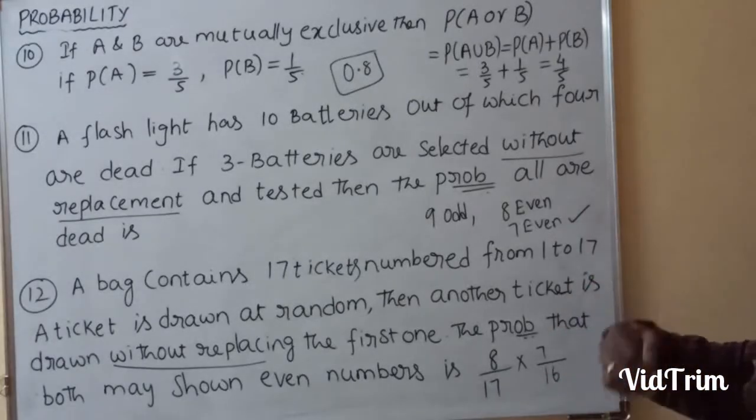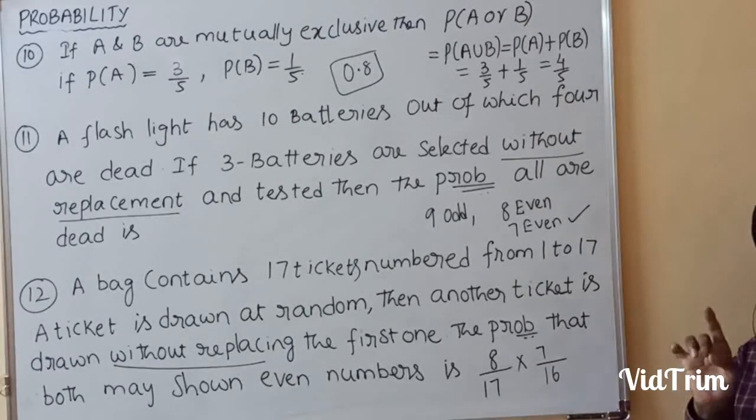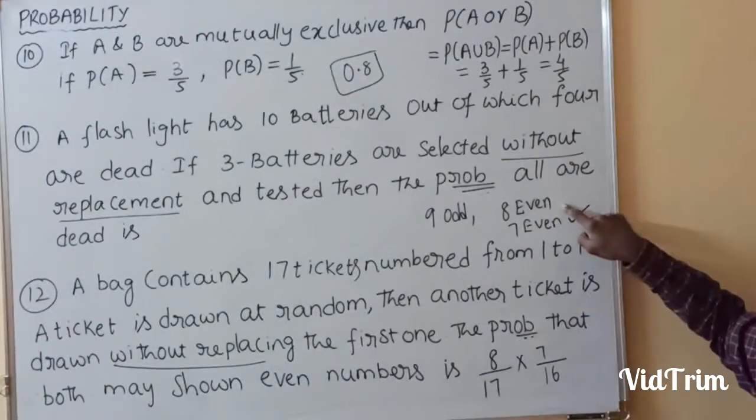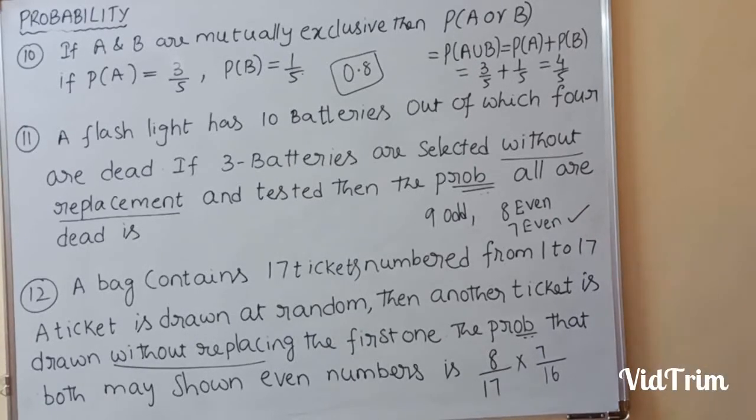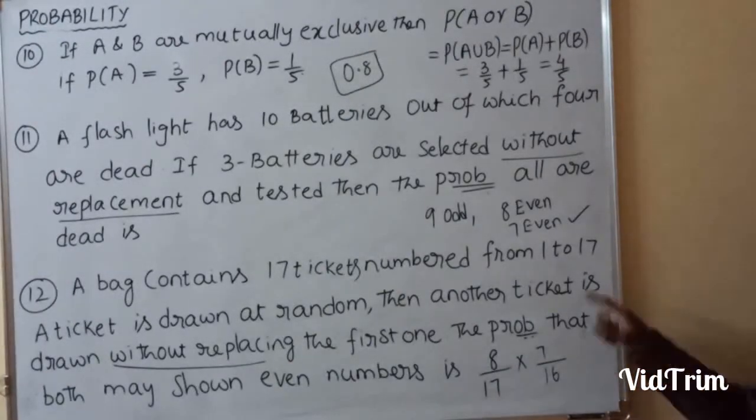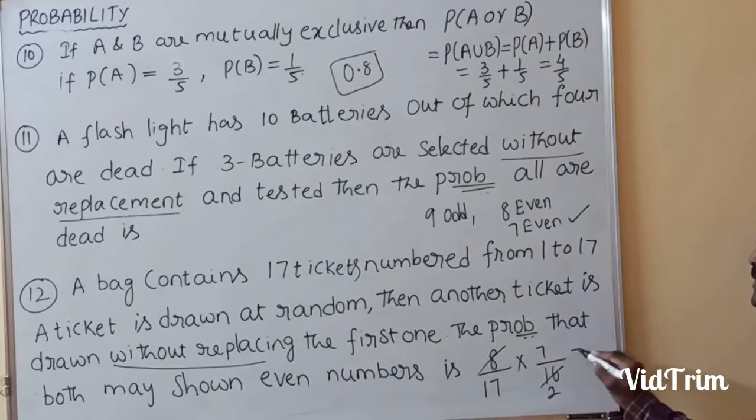And the second ticket also we need to draw what? Even numbered ticket. Already first ticket is even numbered ticket only. So after drawing one even numbered ticket without replacing, how many even tickets are left? 7. Now in this situation, we have to draw one more even ticket. So what is the number of favorable outcomes? 7. So 8 by 17 into 7 by 16. That was the answer. If you simplify, 8 ones, 8 twos, so 7 by 34.